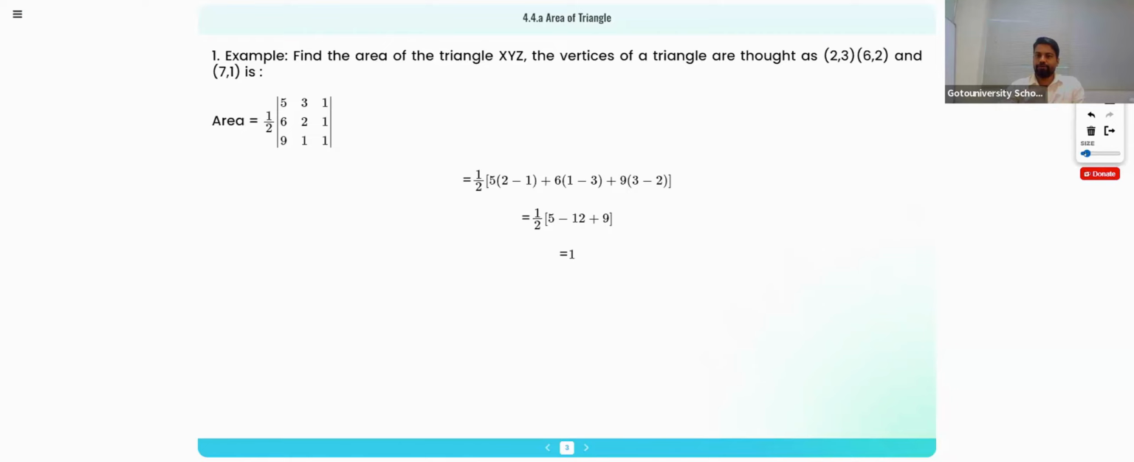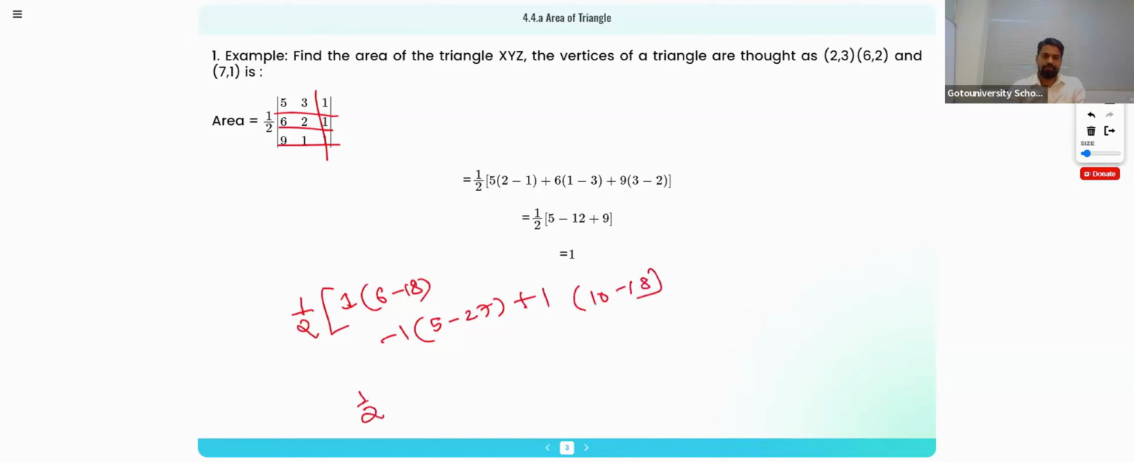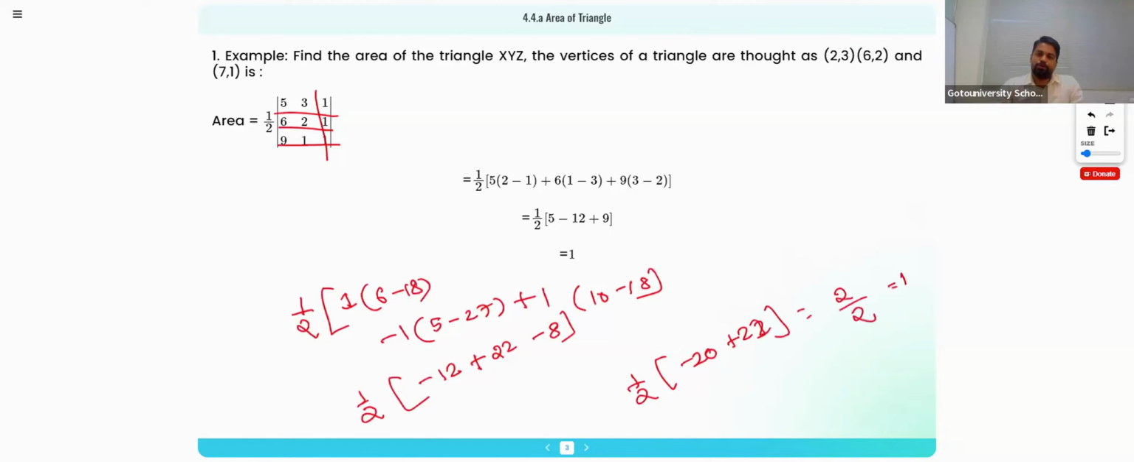We will not get this kind of shortcut all the time, so we'll use shortcuts whenever it's possible. I'll take the last column only. So 1 into 6 minus 18, minus 1 into, forgetting this column and this row, third column and second row, we end up with 5 minus 27, plus 1 into, forgetting the third column and third row, 10 minus 18. Let's see what answer we get. Half of 6 minus 18 is minus 12. Then it will be plus, what is 27 minus 5? 22. So we end up with minus 8, am I right? It's going to be minus 20, plus 22, into half. We end up with 2 by 2. What is 2 by 2? 1. See, same answer we have got, 1.